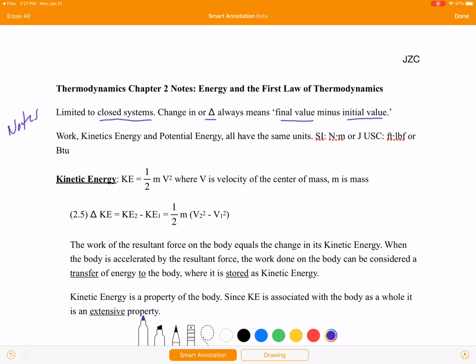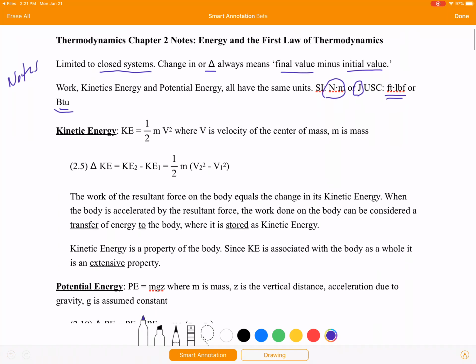Kinetic energy, potential energy, and heat transfer all have the same units. In SI, we have Newton meters, and a Newton meter is also called a joule. And then in U.S. customary, we have foot-pounds or BTUs. Foot-pounds and BTUs, same thing. Newton meter and a joule, same thing.